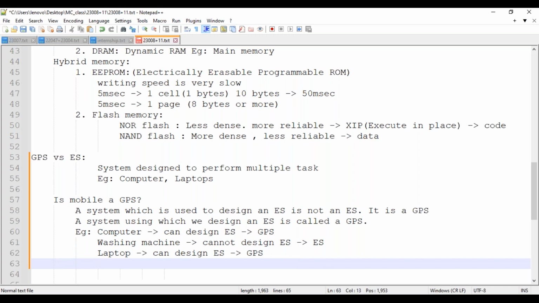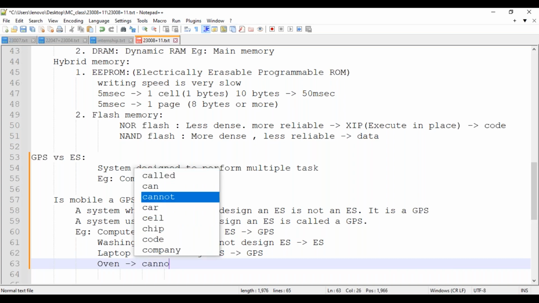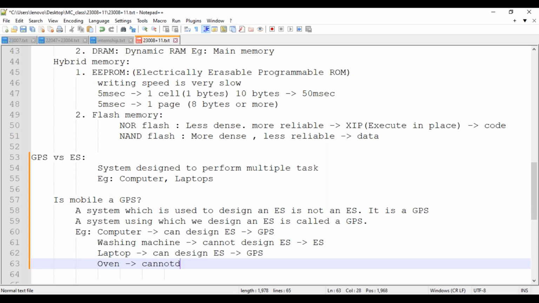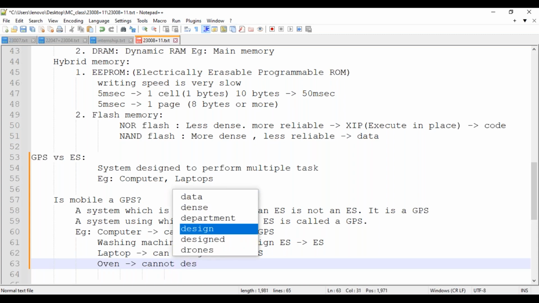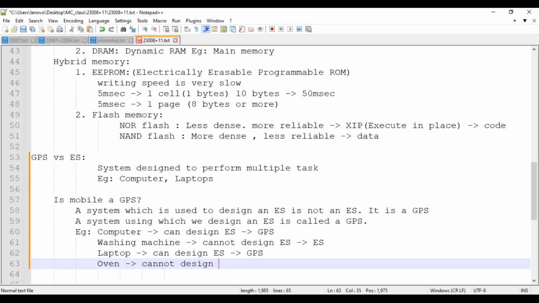Then I take, let's say, an oven. So using an oven, can I have an embedded system designed? I cannot design an embedded system. So this is considered to be an embedded system.